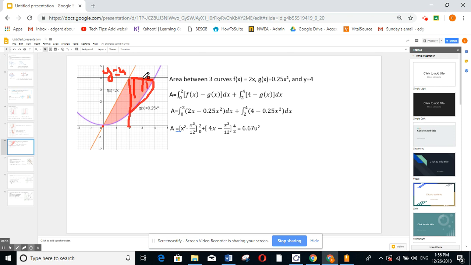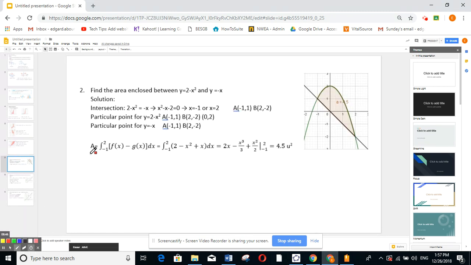I cannot do it as 1, because this part here is the red one minus the blue one, from 0 till 2, which is f minus g, and here it's 4 minus g of x from 2 till 4. So if you do it, f of x is 2x, g of x is 0.25 x squared, and this curve is 4. So if you do the calculation, you can check by yourself. You're going to get 6.67.